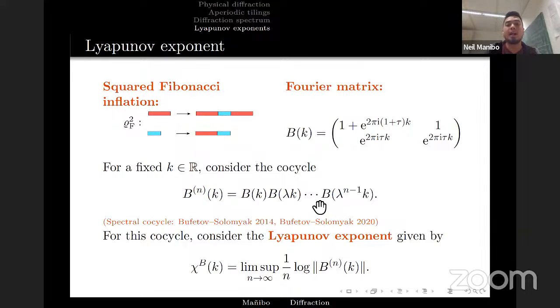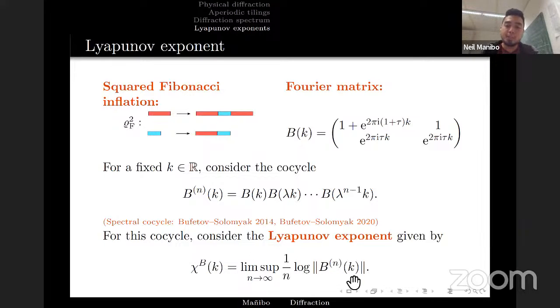And what you can do is look at the asymptotic growth rate of the norm of this matrix. This asymptotic exponential growth rate of the norm of these matrices is what we call the Lyapunov exponent. So again, you start with this matrix, you sample it along the sequence k times λ^n. And then for this cocycle, we consider its asymptotic exponential growth rate. So we take the norm of B_n, take the logarithm, divide by n and take the lim sup. And this Lyapunov exponent is the one that we're going to use to look at the absolutely continuous component.